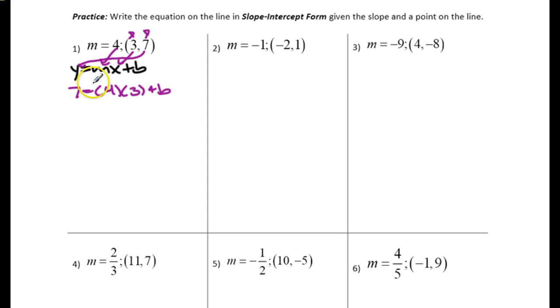So now that I plugged it all in, you can see, oh, I don't know the b, I'm solving for b. So the 7 is done, 4 times 3 is 12, plus b. And now we're solving for b. Get rid of the 12 by doing minus 12 on both sides. 7 minus 12, use your calculator, is negative 5.